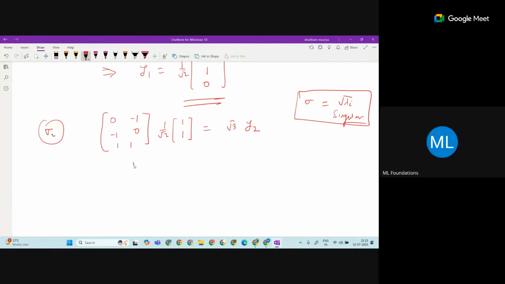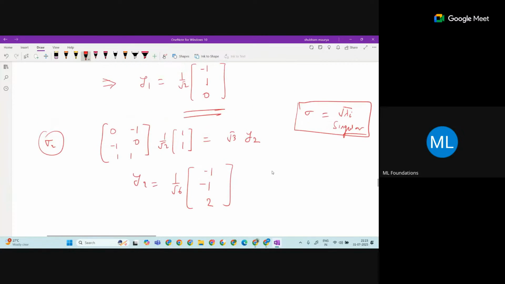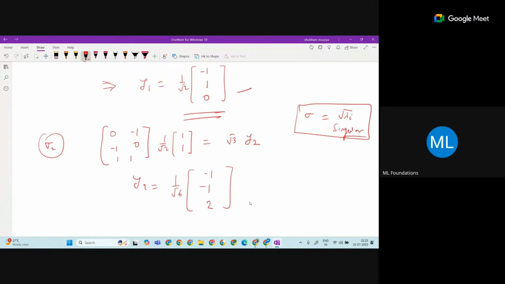So now from here you will calculate y2. This is y2, which is 1 upon root 3, and again 1 upon root 3 is there. So root 2 is there, so this is root of 6. And now we will multiply here. This is minus 1, this is again minus 1, and this is 2. Minus 1, minus 1, 2. Yes, see, now you got y1, y2.